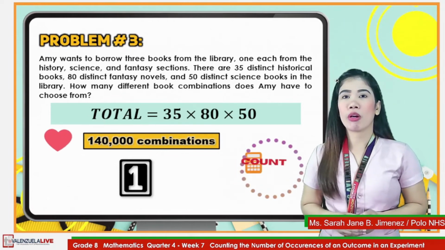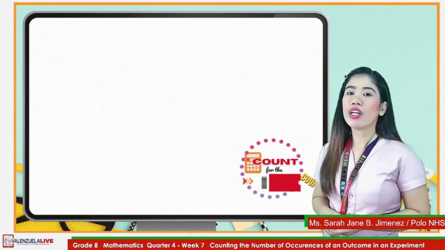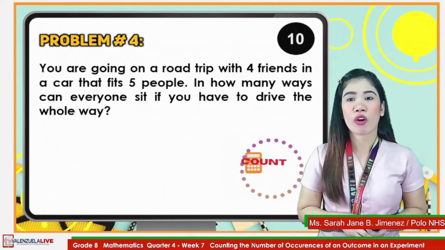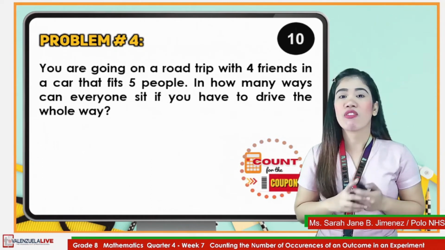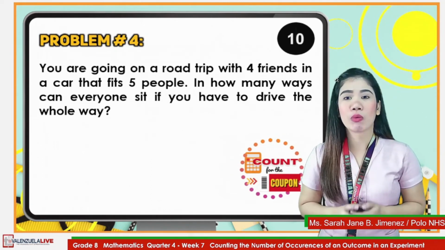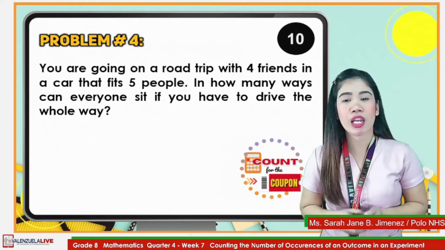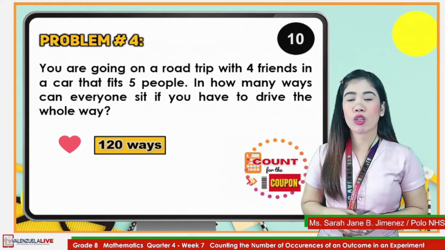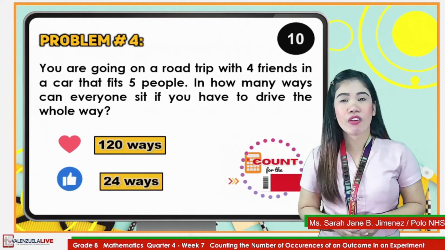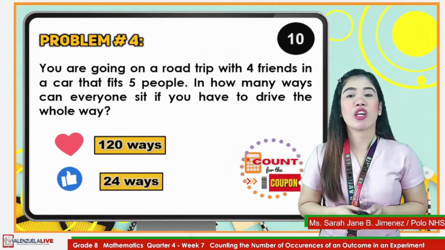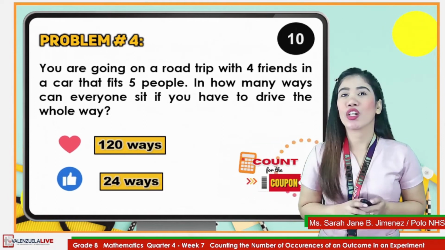For problem number 4, you are going on a road trip with 4 friends in a car that fits 5 people. In how many ways can everyone sit if you have to drive the whole way? Click heart for 120 ways and like for 24 ways. You have 10 seconds to answer. Go!